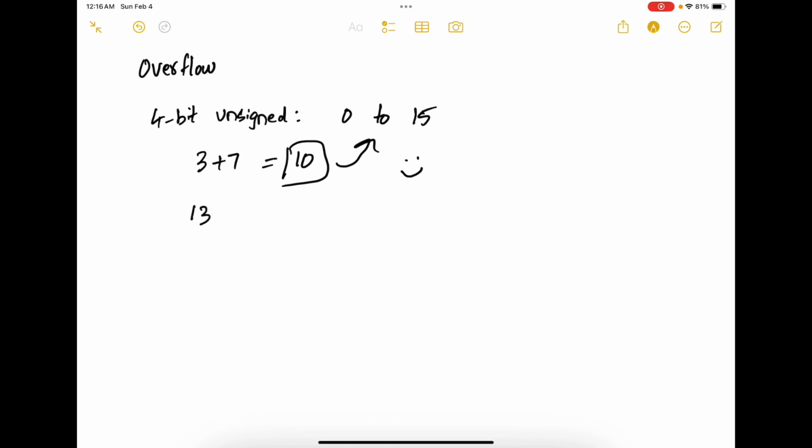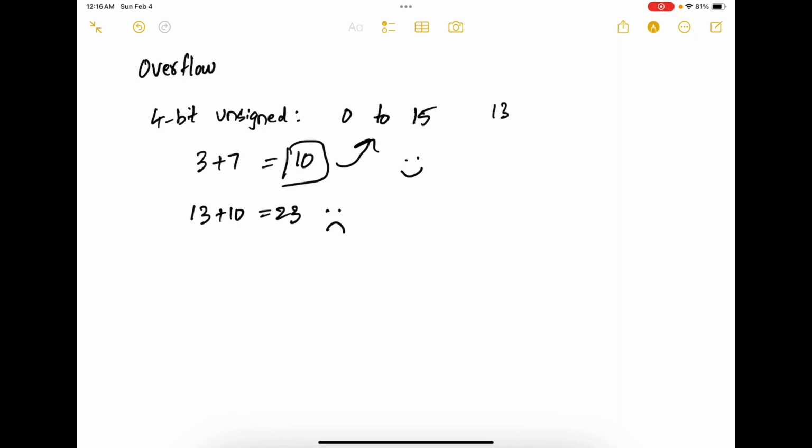But what if we do, for example, let's say 13 plus 10? This is equal to 23, right? And 23 does not fall in the range of 0 to 15. So how do we handle these scenarios?